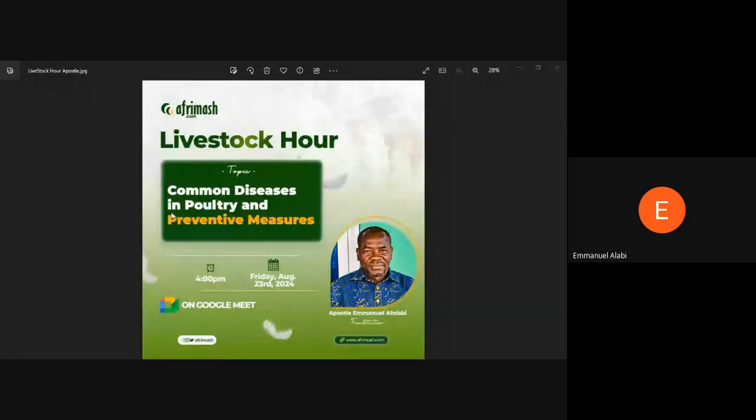When it comes to Newcastle, yes, one of the signs is the green poo, but it is not really something that you have to hold and say, oh, my bird has Newcastle. Most of the time, we have to check it on the tie. I do some postmortem, I tear off the tie and look at it, and see if they have Newcastle. I'll see it on the tie.